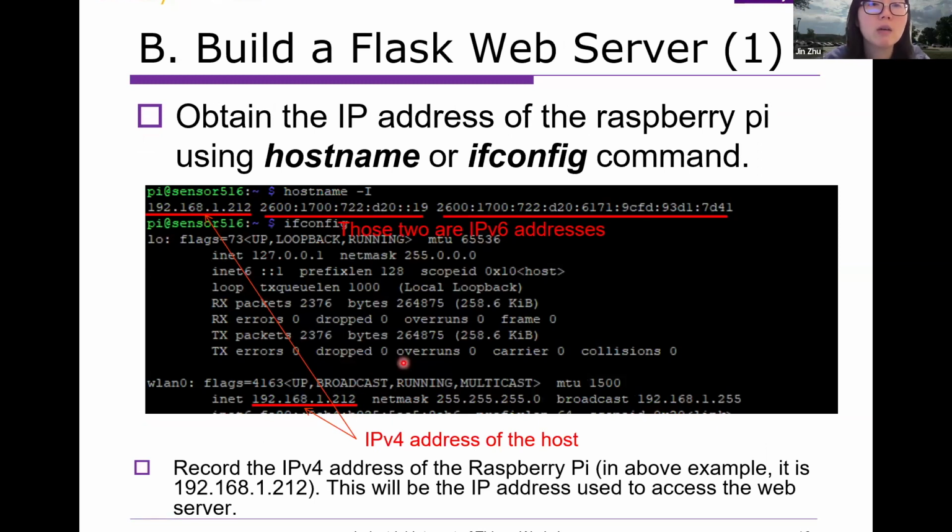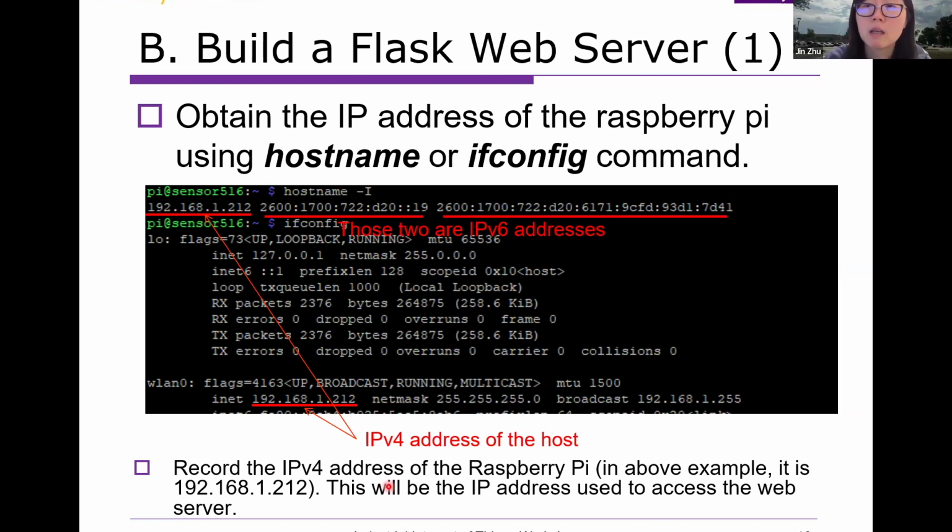Now let's look at the second step: you're going to build the Flask web server. One of the things is that you need to get its IP address. For example, in this case, we're getting an IP address like 192.168.1.212. You could also set up a hotspot, which also works. I'm going to show the demo today using that too. You just need to write down this IP address, because that's the server's IP address, and you use that address to access the web page.